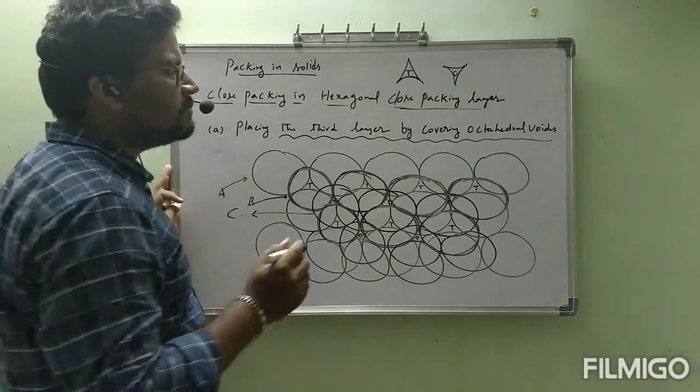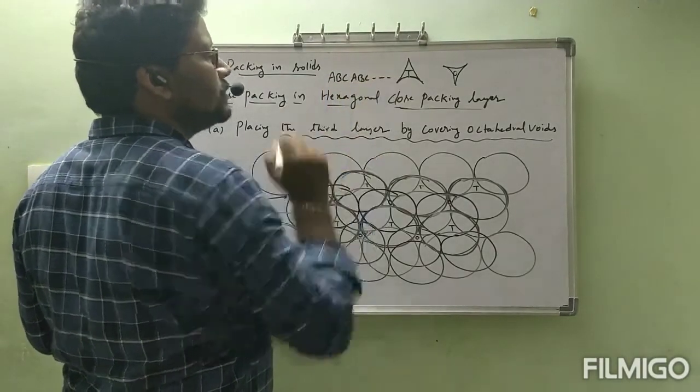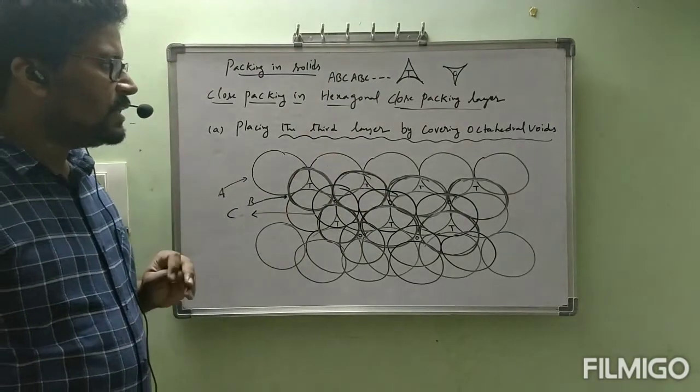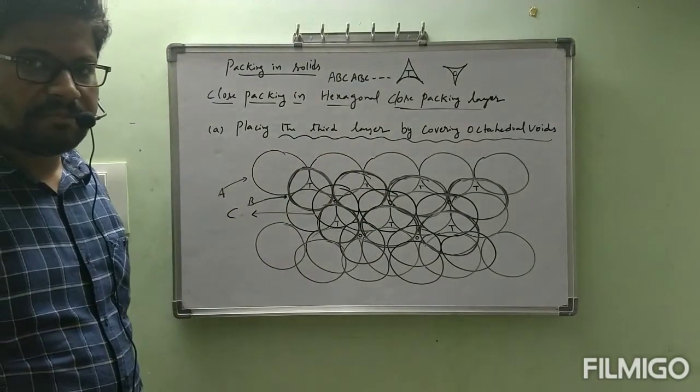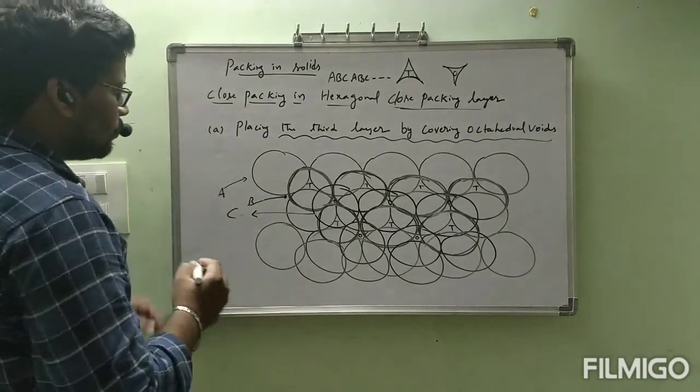That's why this type of alignment is called ABC alignment. Continuation. This type of alignment is called ABC alignment, and this is called cubic close packing.